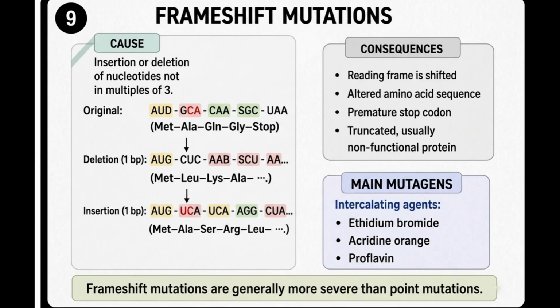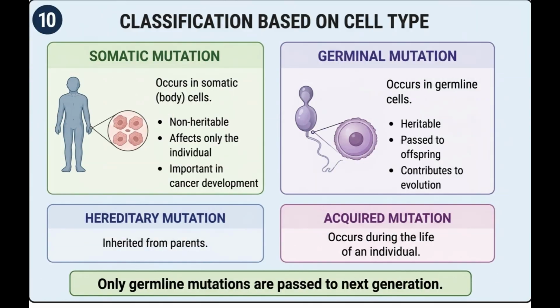Intercalating agents such as ethidium bromide, proflavin, and acridine orange commonly induce frameshift mutations. Classification based on cell type. Mutations are also classified according to the type of cell affected.